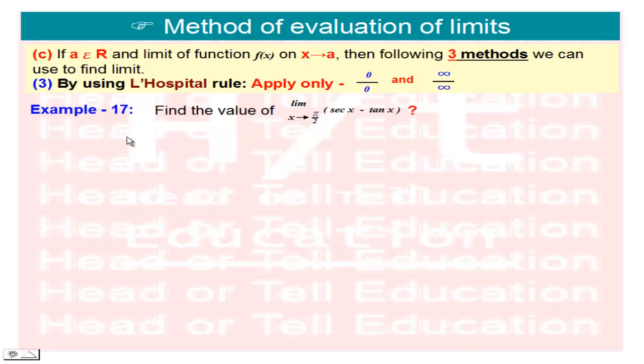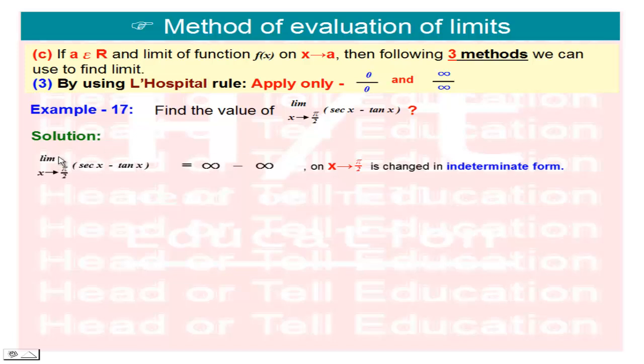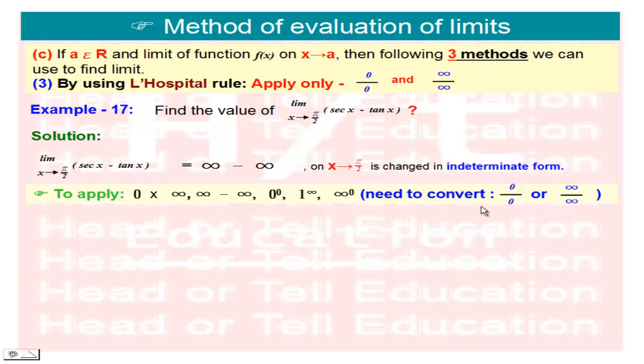Now an example for the L'Hospital rule. Find the value of limit x tends to pi by 2 of sec x minus tan x. So this is the condition. The solution: limit x tends to pi by 2 of sec x minus tan x. If I put the limit, we find the form infinity minus infinity. So this is an indeterminate form. First we have to convert it to 0 divided by 0 or infinity divided by infinity. To apply this, convert like this.